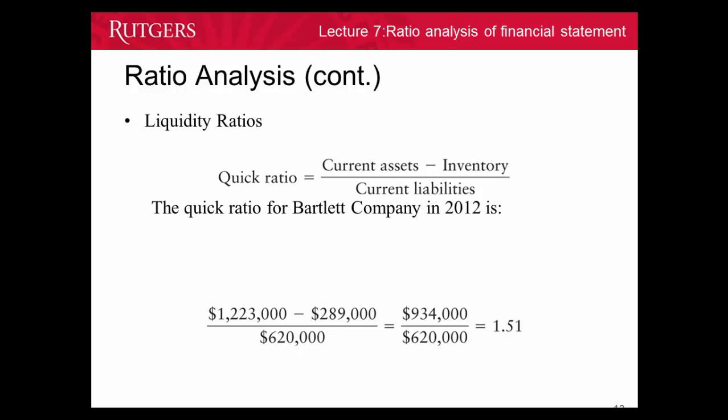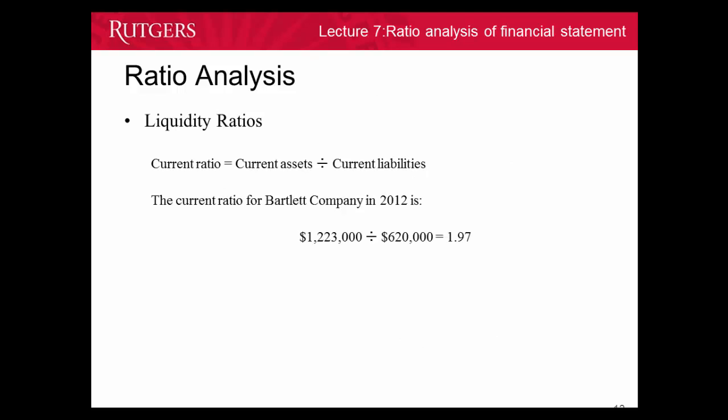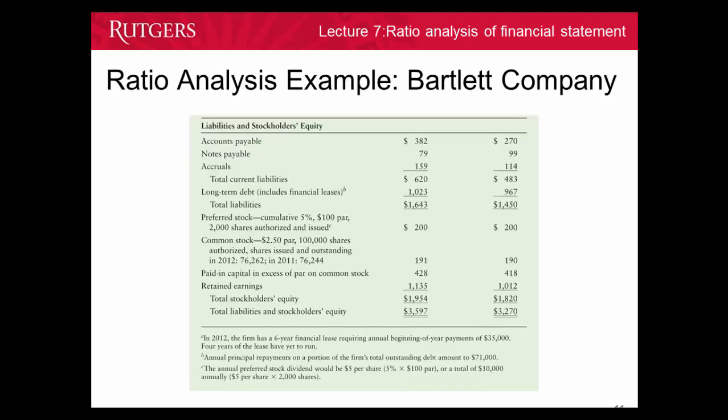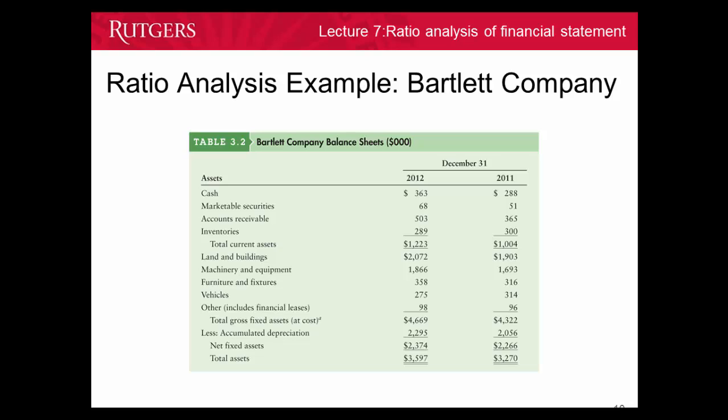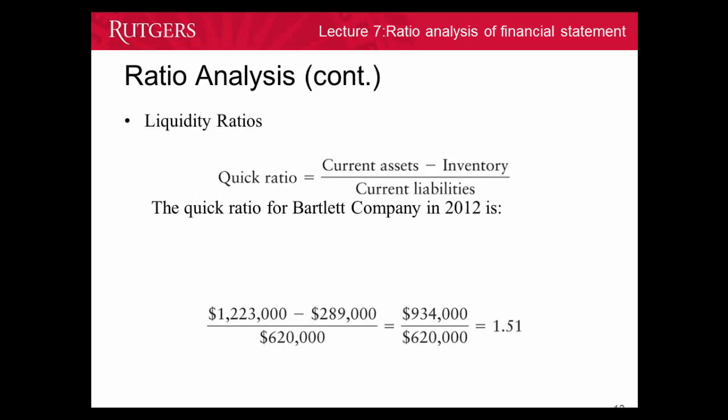So now, for calculating this ratio, we only need to know inventory. Inventory can be found in the balance sheet. As you can see, it's listed here. So it's 289,000. So after the calculation, we use the current assets minus inventory and divide this by current liabilities, and we get 1.51.